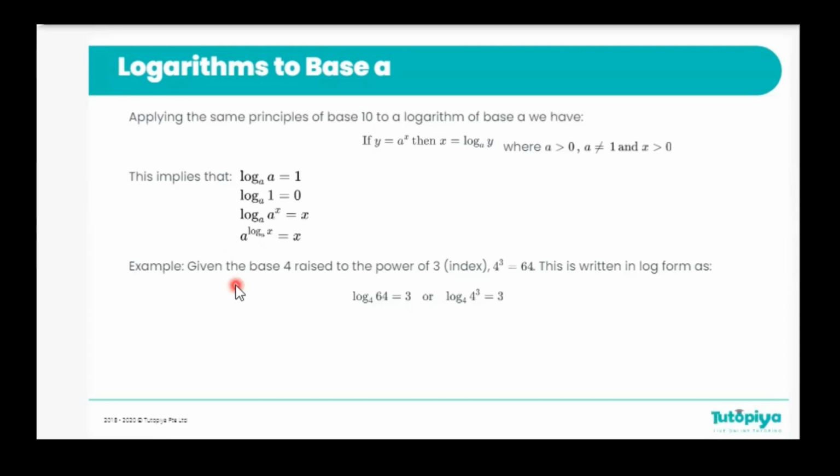If we are given the base 4 raised to the power of 3, or in other words, 4 cubed is equal to 64, and you want to rewrite this in terms of logarithms, then you can say log 64 to the base of 4 is equal to 3, or log 4 to the power 3, which is just changing 64 into powers of 4. So log 4 to the power of 3 to the base 4 also equals 3.